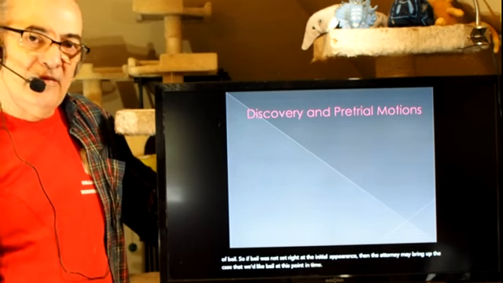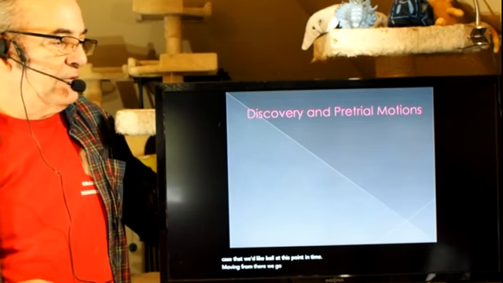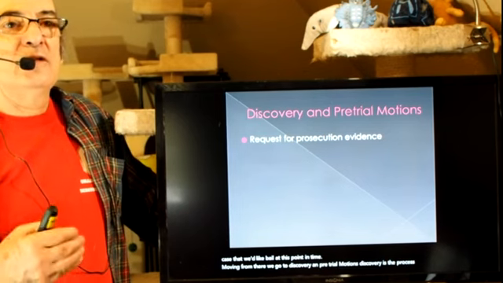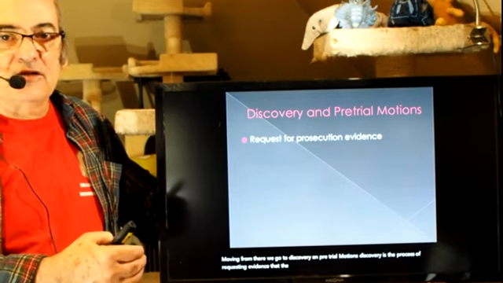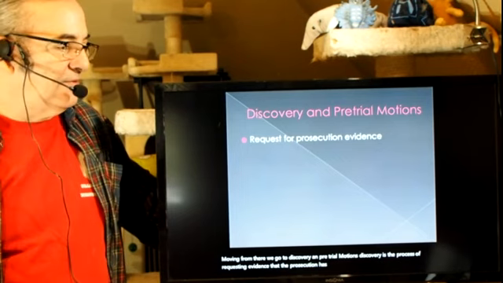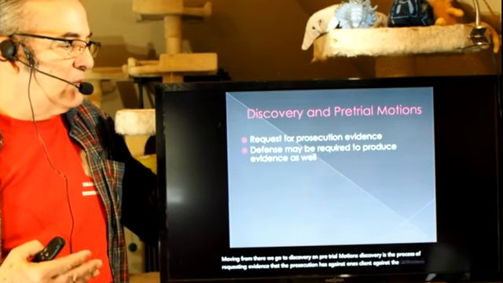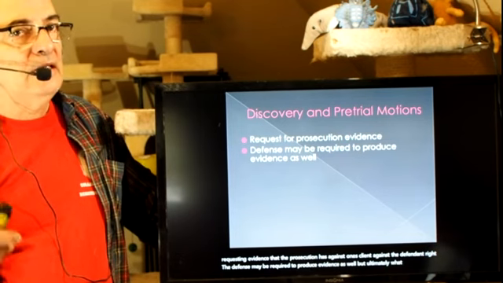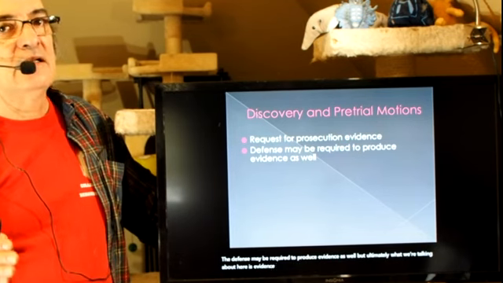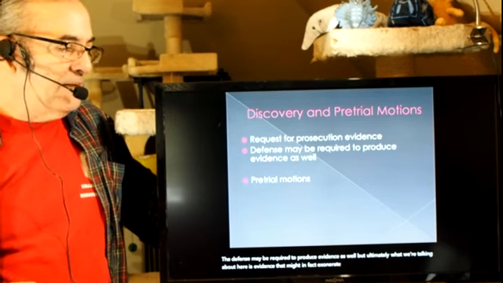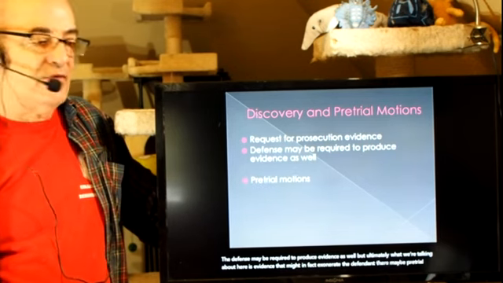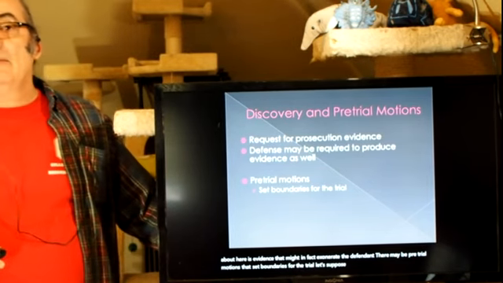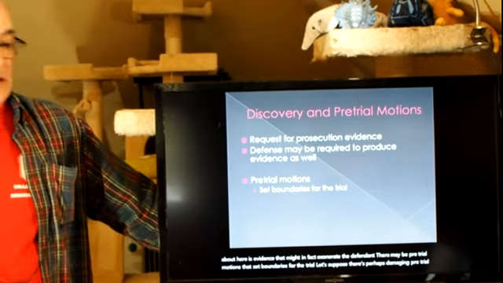Now, moving from there, we go to discovery and pretrial motions. Discovery is the process of requesting evidence that the prosecution has against one's client, against the defendant, right? The defense may be required to produce evidence as well, but ultimately what we're talking about here is evidence that might, in fact, exonerate the defendant. There may be pretrial motions that set boundaries for the trial. Let's suppose there's perhaps damaging pretrial publicity. Then this is the time that would be discussed.